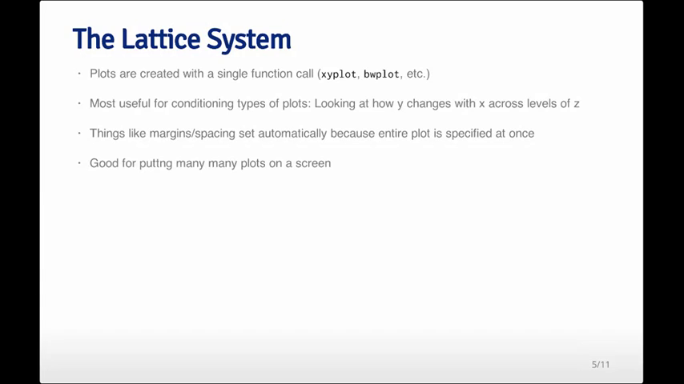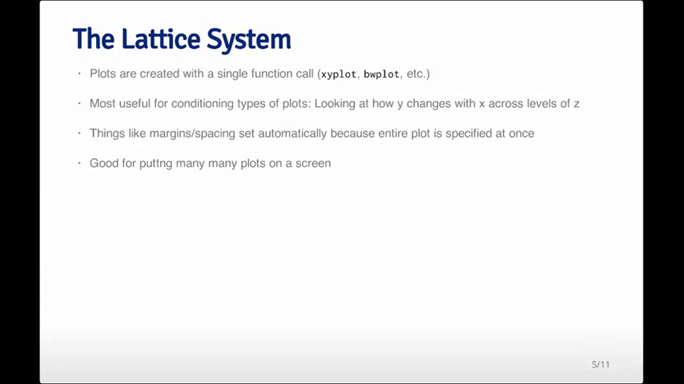The lattice system is most useful for what are called coplots or conditioning plots, where we want to look at the relationship between, let's say, x and y as it changes across levels of z. The idea is that you're conditioning on different levels of z, and then you're looking at x and y in each one of those plots. These are sometimes called panel plots, because you're looking at the same thing in every panel, but just for different levels of a third variable. And you can even combine variables. You can look at multiple factors. The system is very useful because you can put a lot of plots on a page very easily and very quickly, as long as you follow this conditioning model.